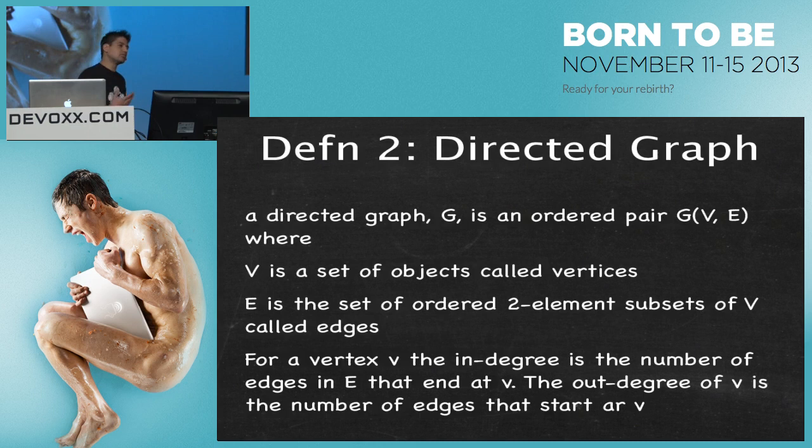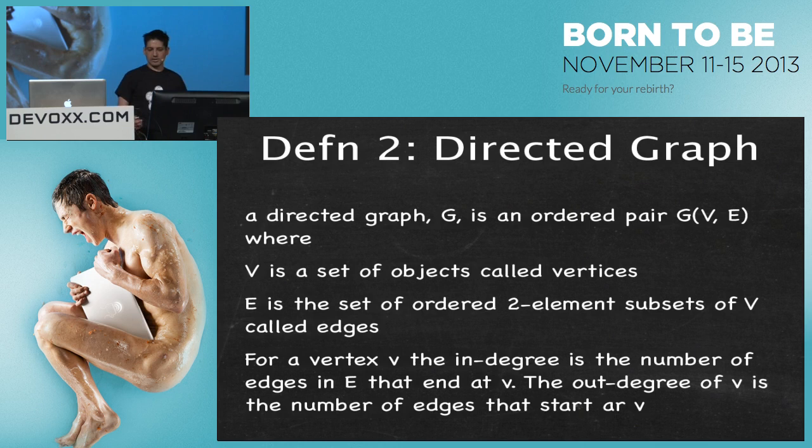So we've seen an undirected graph. A directed graph is pretty much the same thing, except that the pairs are now ordered. They have a start and an end in the edge set. And what we say is that for every edge that starts at a particular node, we call the number of edges going outward the out degree. And the number of edges that come into the node from other nodes or vertices is the in degree, the number of edges coming in.